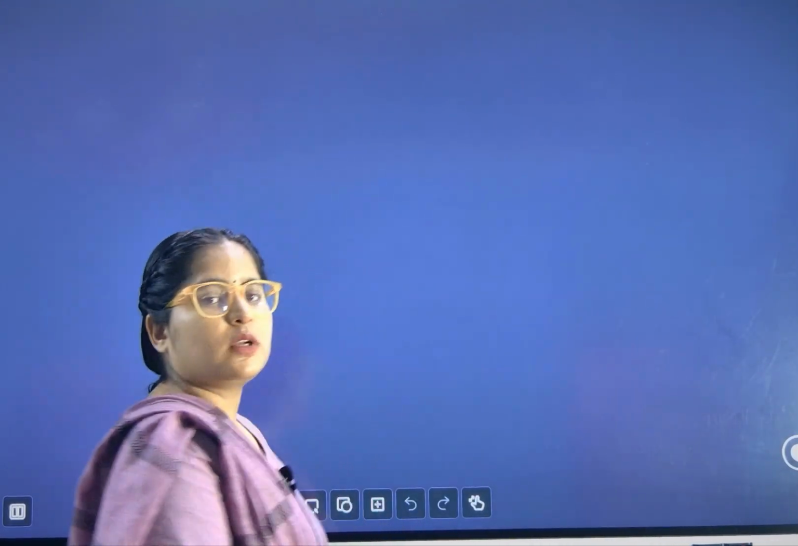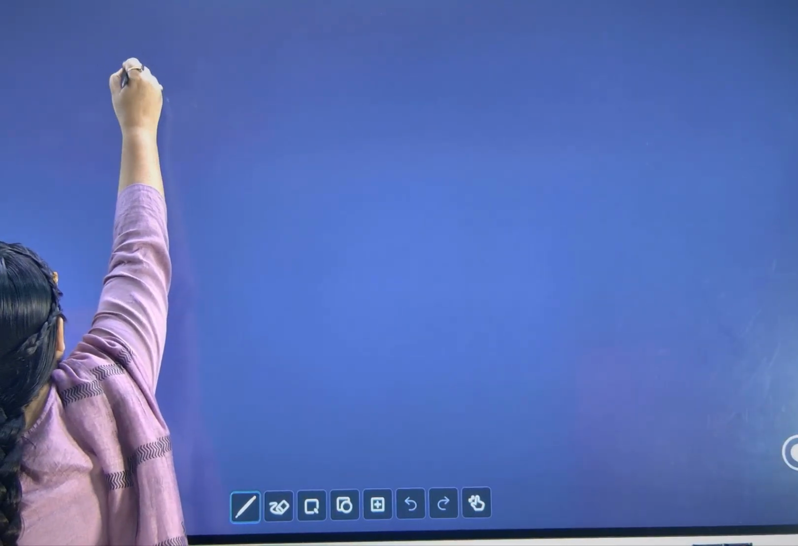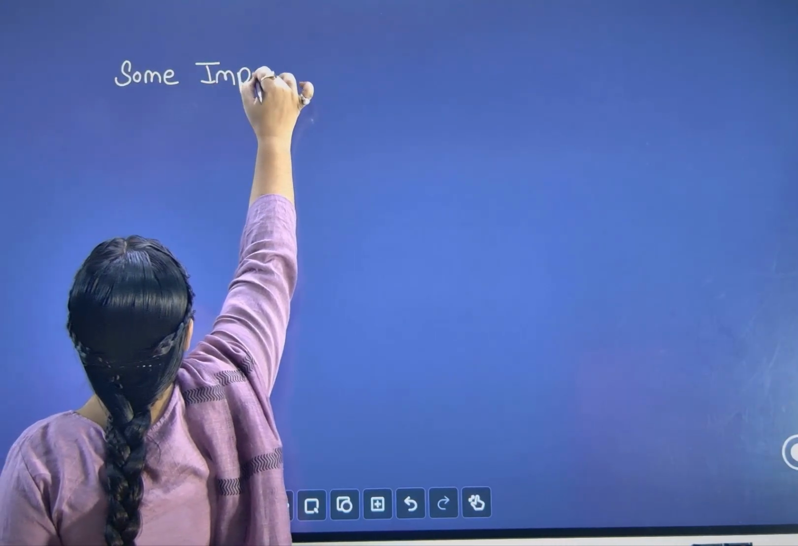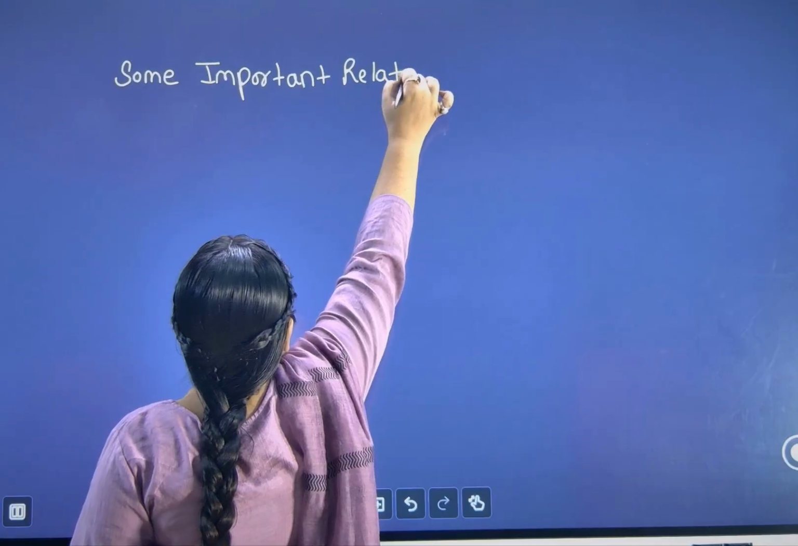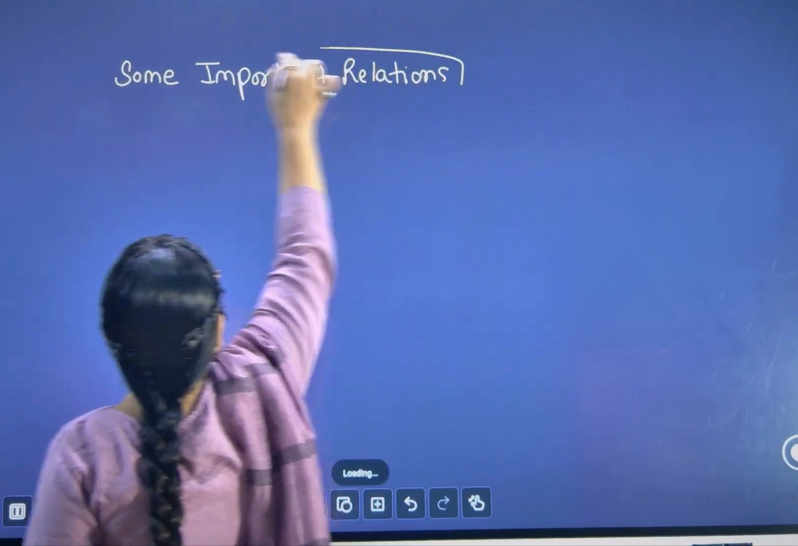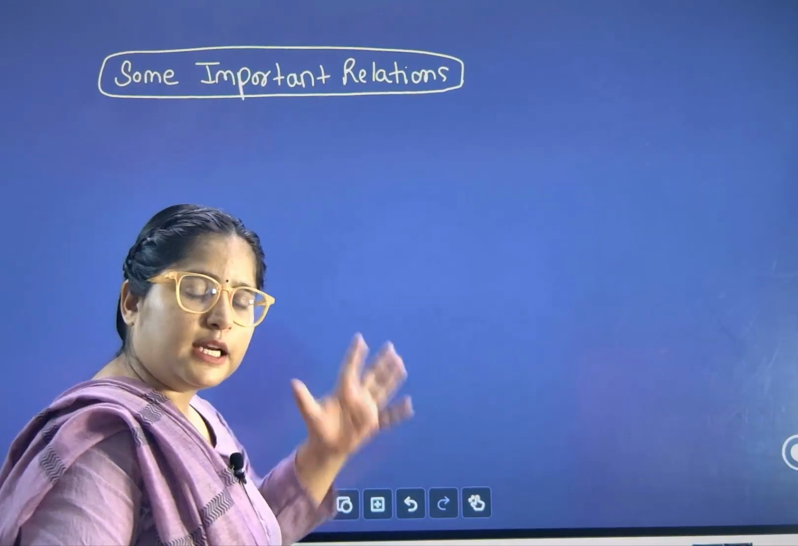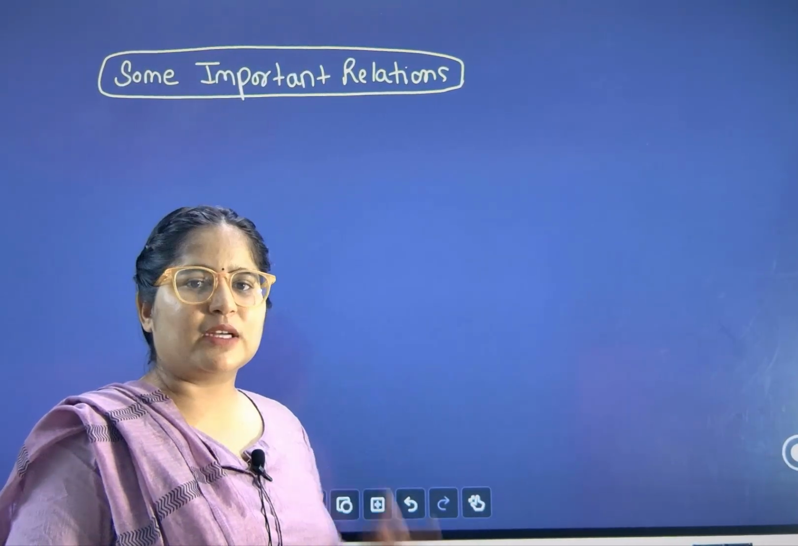Okay, now let us see some important relations which you have to remember as it is. Write down the next heading: Some important relations. We will keep all these relations in our brain to do easy and quick calculation. I am not giving you the derivation of anything because it is a one shot series.